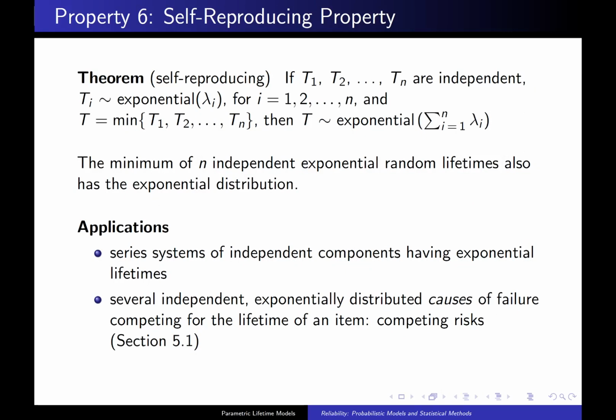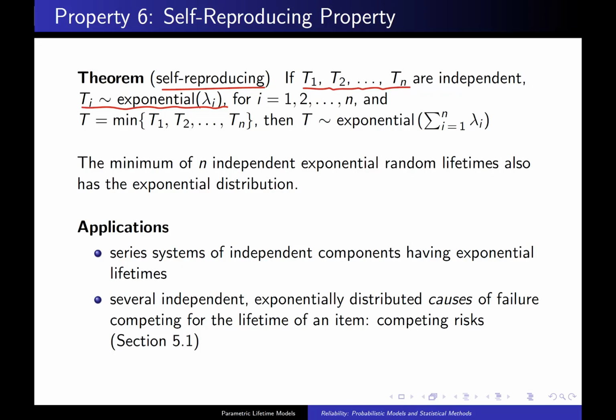Here are a few more results concerning the exponential distribution. First result is the self-reproducing property. There are three assumptions that go into this. First of all, if T1 through Tn are independent, and second of all, if T sub i is exponential lambda sub i for i equals 1 to n, and you'll notice that the lambda sub i's do not have to be identical here. You can have different failure rates for each of the T sub i's.